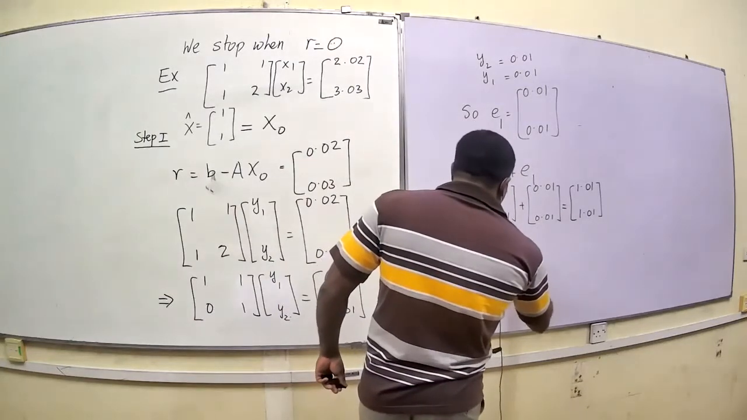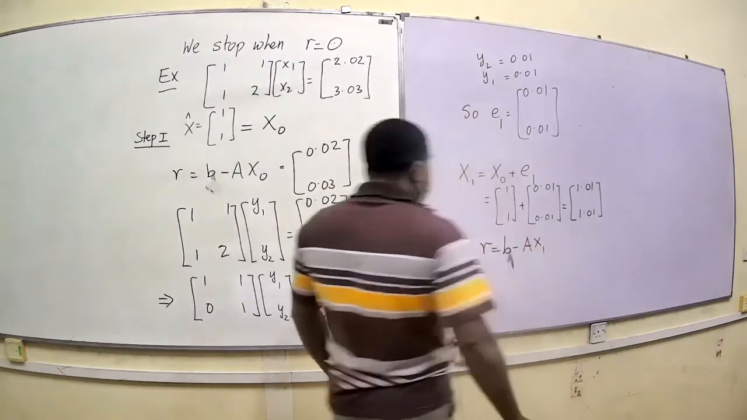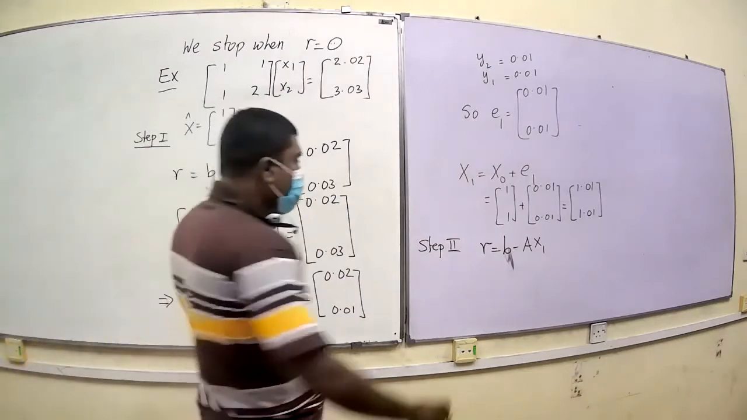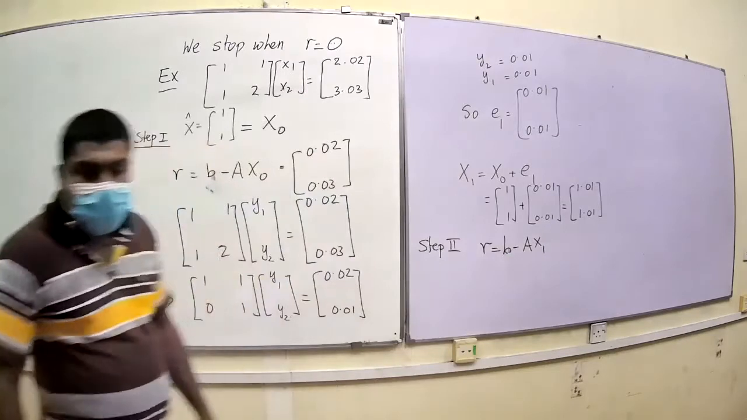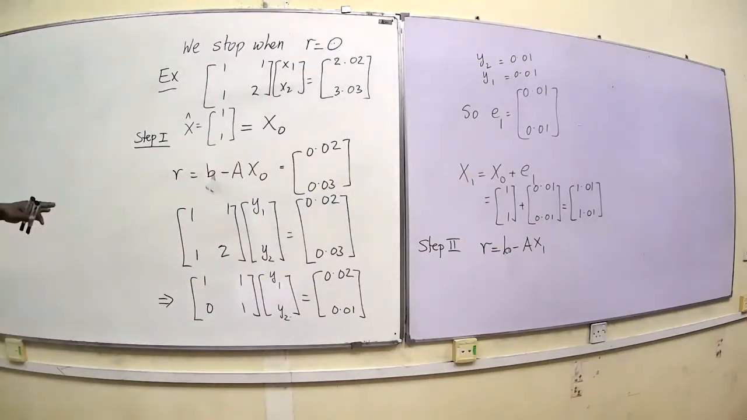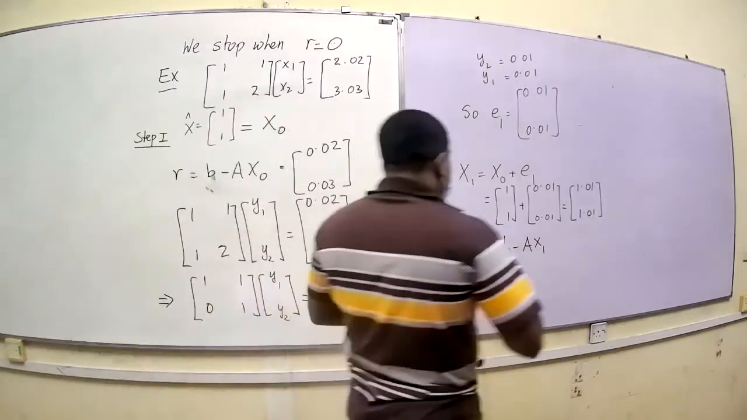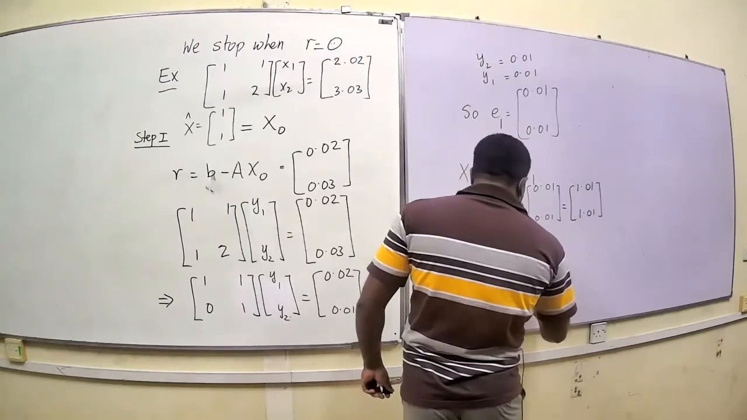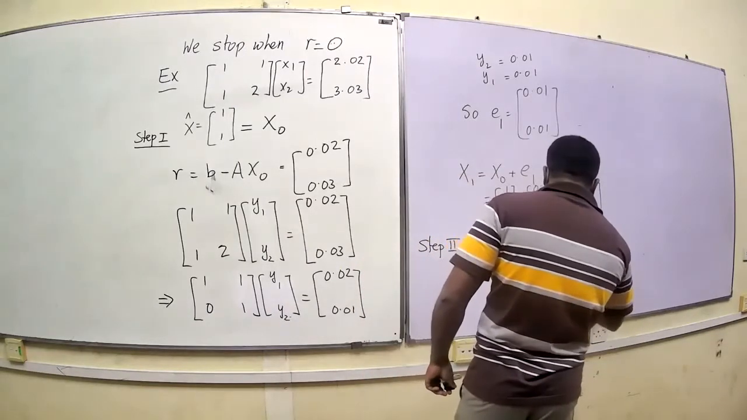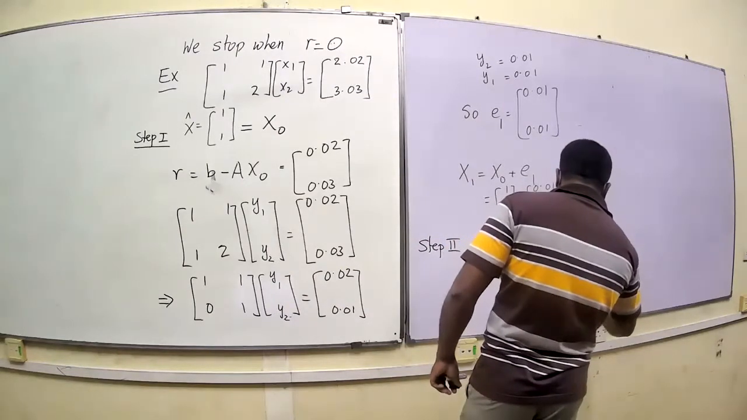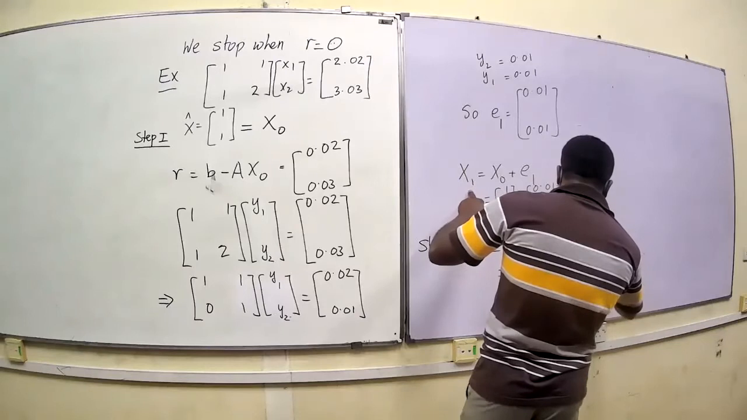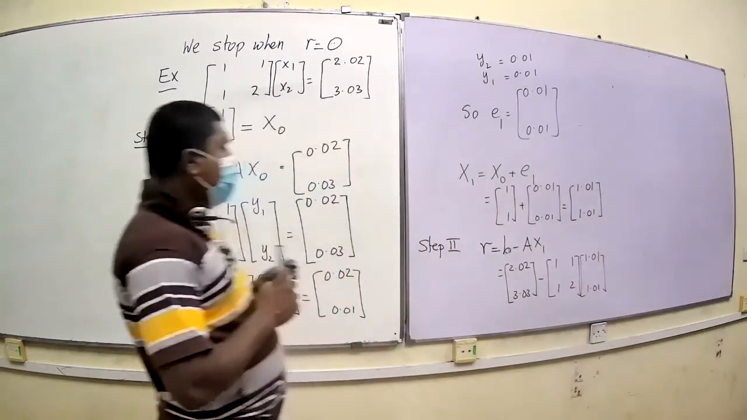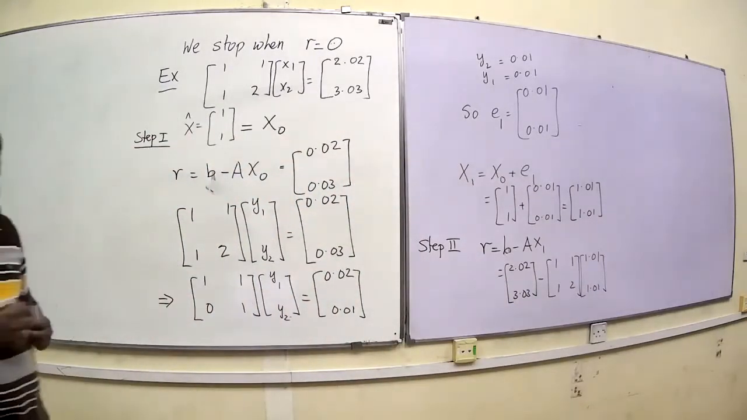So b minus ax1. You can find b minus ax1. So b, you know, it is this, 2.02, 3.03 minus A times x1. X1 is this, you find it here. So 1.01, 1.01. If you simplify this, I believe you will get 0, 0.